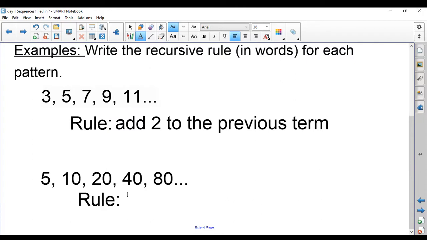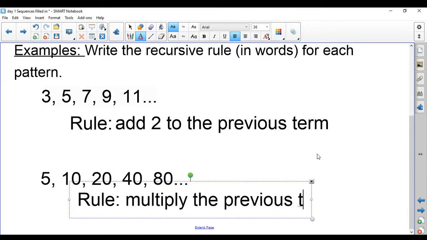For the next example, 5, 10, 20, 40, 80, it's not going up by the same amount each time, but instead we're multiplying by the same amount each time. We're doubling or multiplying by 2. My rule here would be multiply the previous term by 2. And there are different ways that you can write this. You could say double the last term, but it needs to be something mathematically that tells you how to get from one term to the next.